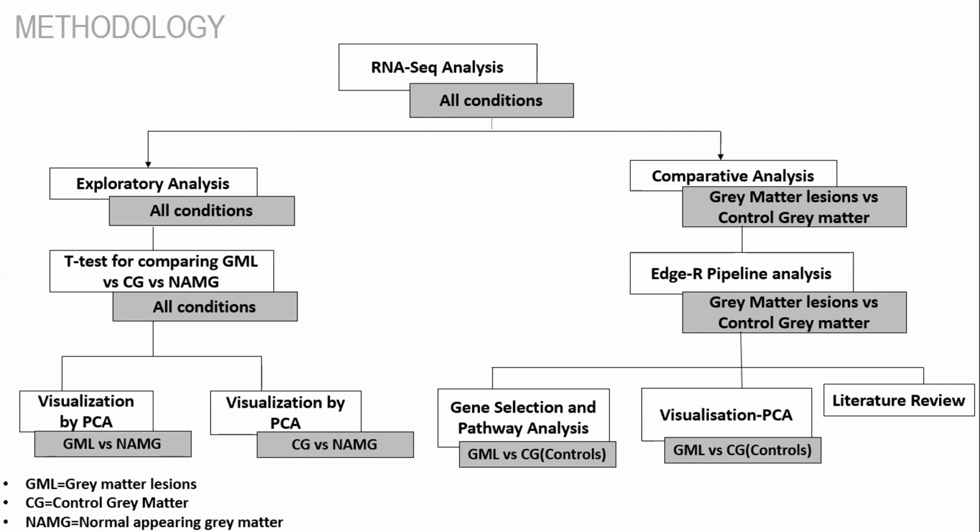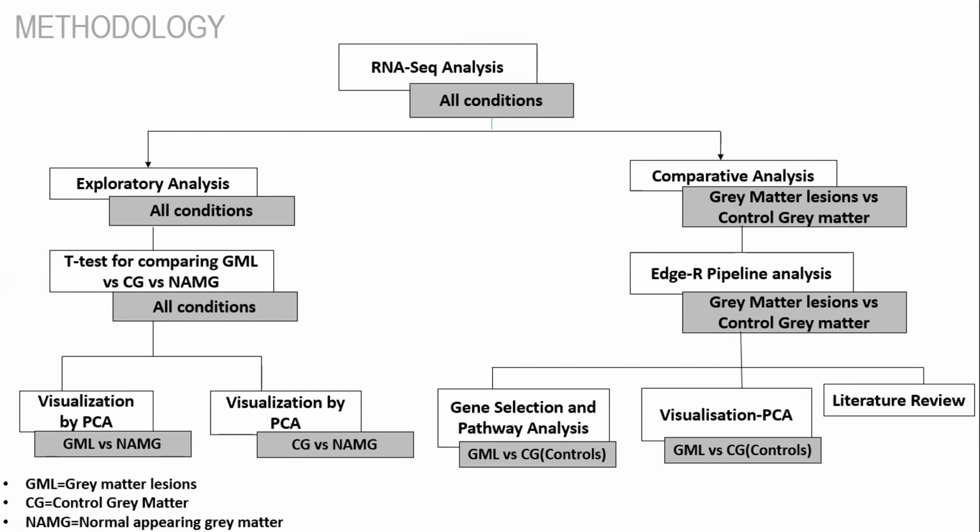The variation I saw was good in both, but the most variation I could see was between control and gray matter lesions, which we will see further. So I took my analysis downstream and went for comparative analysis between gray matter lesions and control gray matter. For differential gene expression, I used EdgeR, and after getting upregulated, downregulated and significant genes, I did gene selection with the top 700 genes that I got.